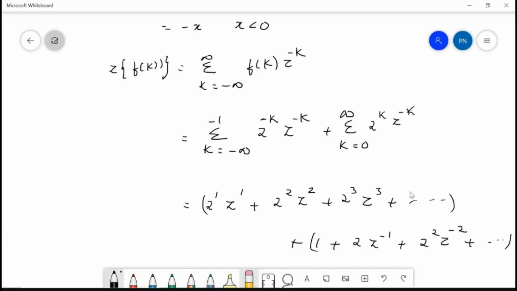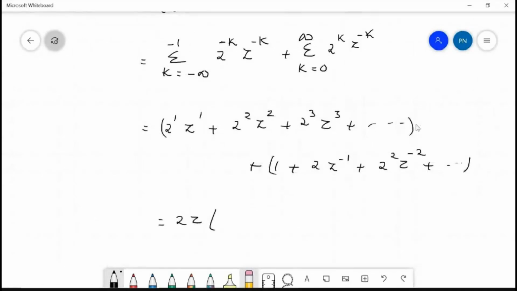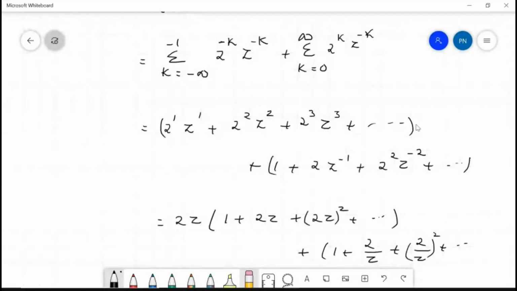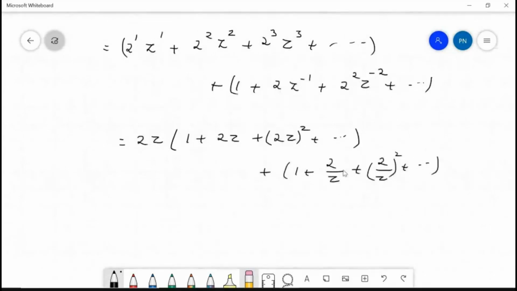The second bracket is already in the form of 1 plus x square plus x cube. But the first bracket is not in that form. So we can make it 1 plus by taking 2z common. Take 2z common from the first term. So we have 2z into 1 plus 2z plus 2z the whole square plus etc. And then in the second term, we can write 2 by z the whole square plus etc. So write the expansion, 1 plus x square in both the brackets. So we can write this as 2z into 1 minus 2z whole raised to minus 1. And here we will get 1 minus 2 by z whole raised to minus 1.